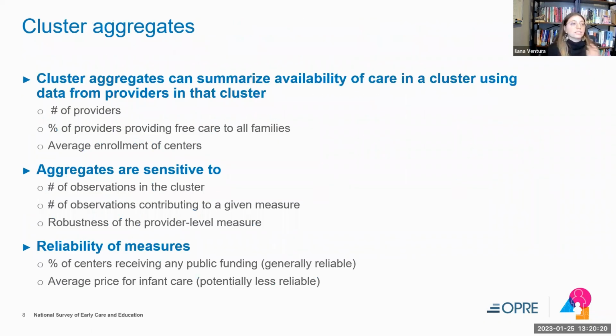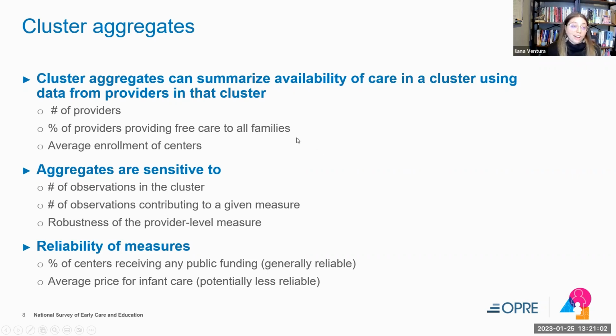So we're going to talk just a little bit here about the idea of cluster aggregates, because we're going to talk about that in the second activity. Importantly, cluster aggregates can summarize the availability of care in a cluster using data from the providers in that cluster. So what does that take into account? The number of providers, but also different aggregate statistics, because they will take into account the percent of providers, for example, providing free care to all families, things like average enrollment of centers.